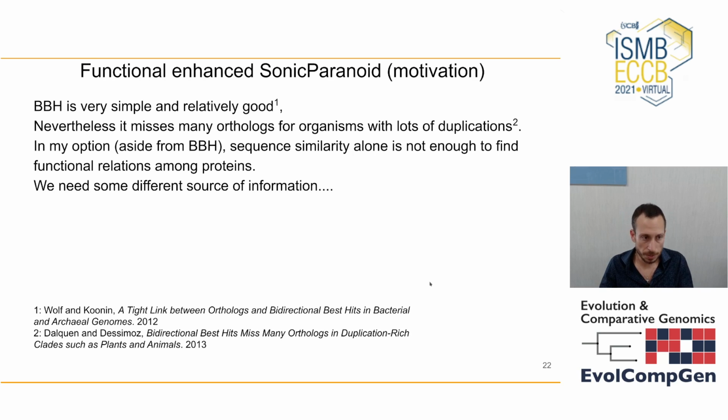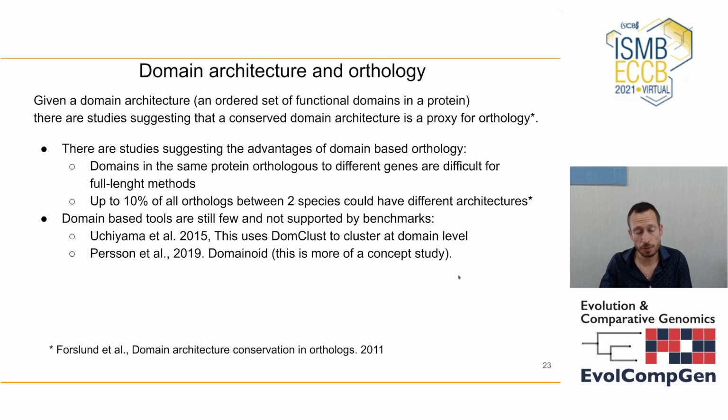In the second part, everything starts with BBH, right? Bidirectional best hit is very nice, but it has its limitations. One of the limitations is when there are very distant orthologs, or when you are comparing organisms with lots of duplication, for example plants. It can be possible that some of these orthologs are missed. So we need a different source of information.